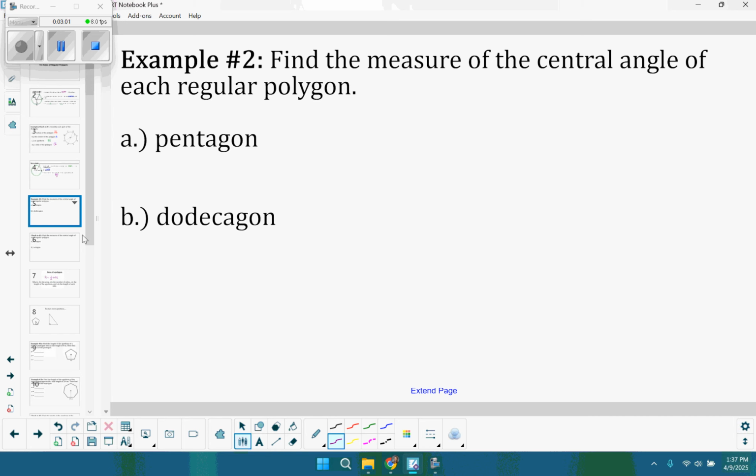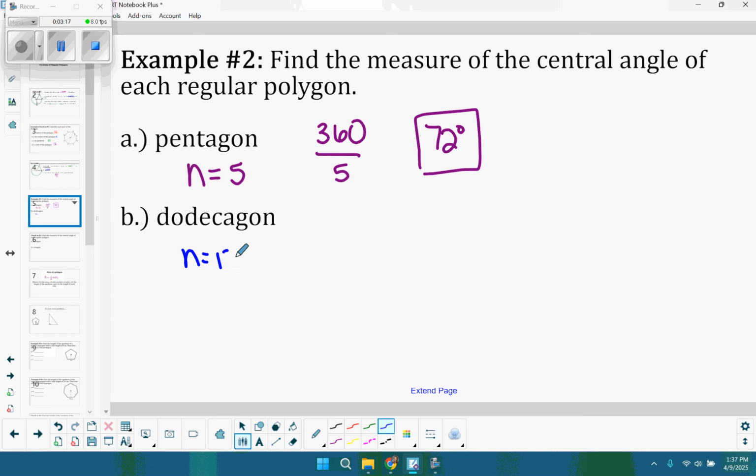So for example, number 2, we want to find the measure of the central angle of a pentagon. Well, that is when n is 5. So we would do 360 divided by 5. And we get 72 degrees. For a dodecagon, n would be 12. So we would do 360 divided by 12. So the central angle would be 30 degrees.